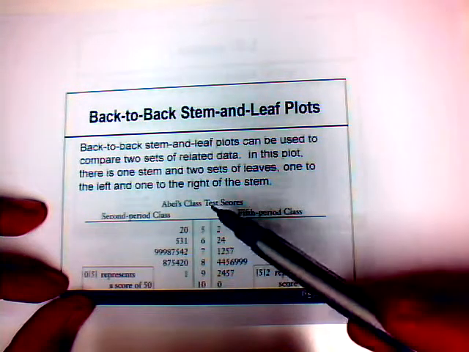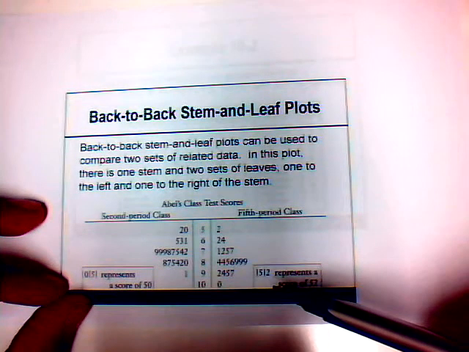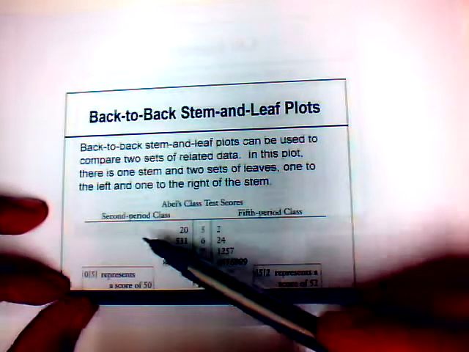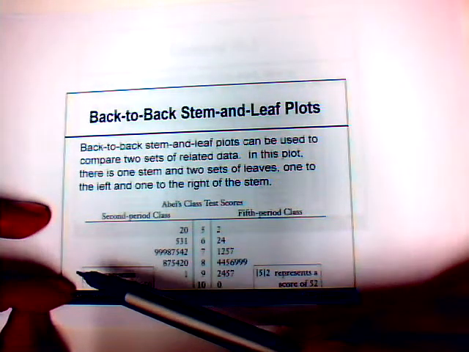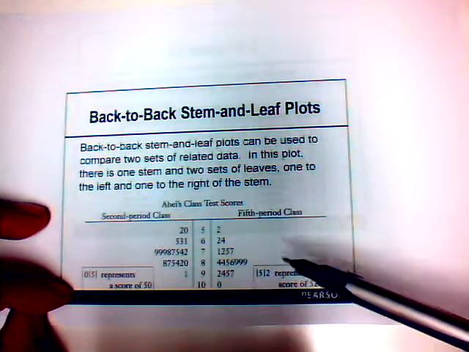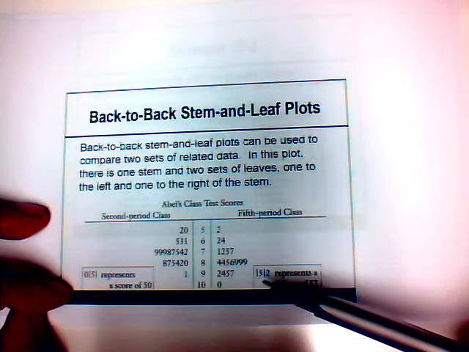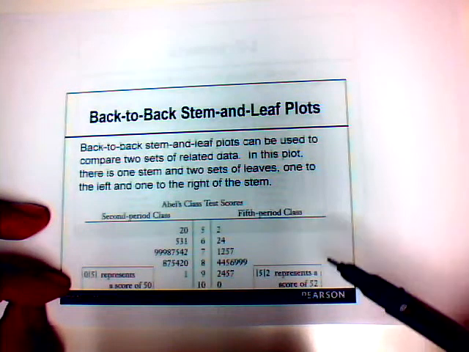Okay, and as you can see, there is a title, and for the left and the right side, you do have a legend, like 0 slash. Now the 5 is in the middle of the 2 bars, and then the 0 is on the left side. That represents 50. Notice that the 5 is in the middle. Now the 2 is on the right side. That represents a score of 52.